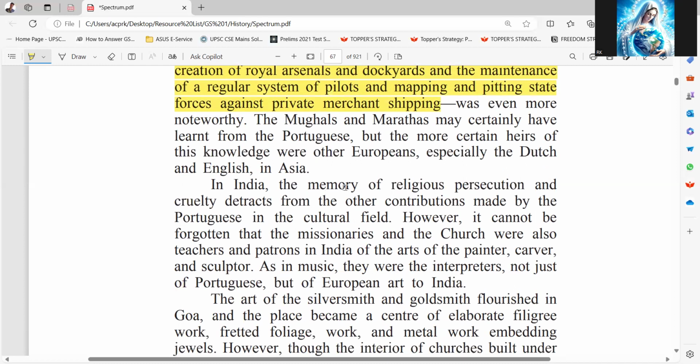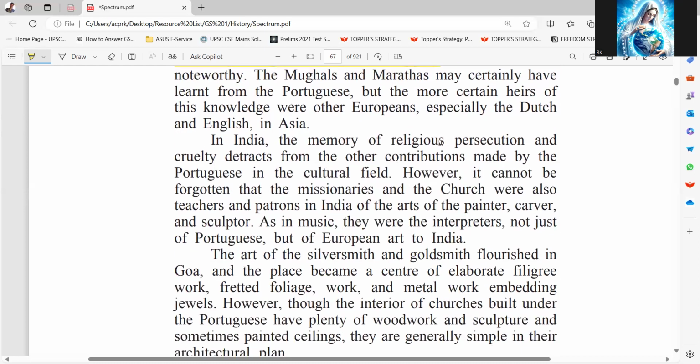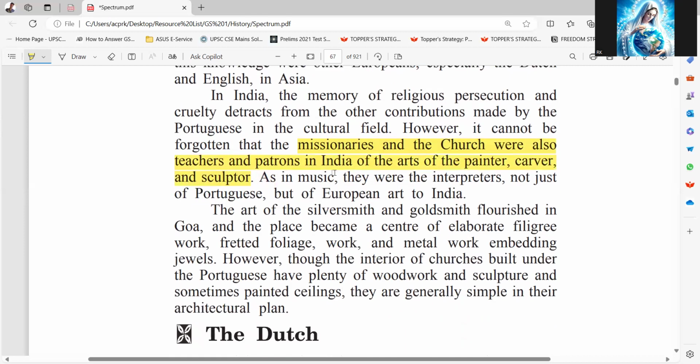In India, the memory of religious persecution and cruelty detracts from the other contributions made by the Portuguese in the cultural field. However, it cannot be forgotten that the missionaries and church were also teachers and patrons in India of the arts of painter, carver, and sculpture. As in music, they were the interpreters not just of Portuguese but of European art to India.